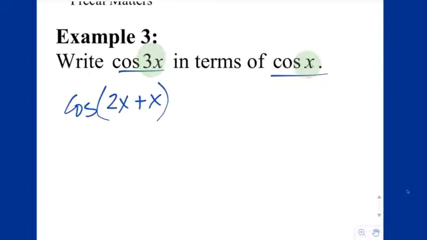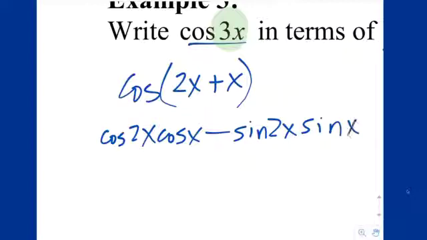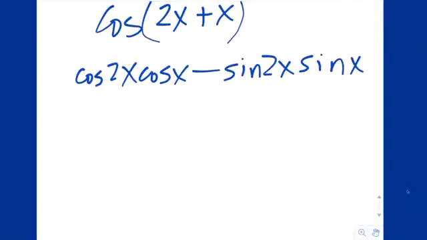Now I can use the expansion of the composite identity: cosine of the first, cosine of the second, change the sign, sine of the first, sine of the second. And this is similar to the last problem we did in the previous notes. At that point, we had to use the composite identity again to write 2x as x plus x. But now we don't need to do that, do we? Now we can go straight to our memorized double angle identities.